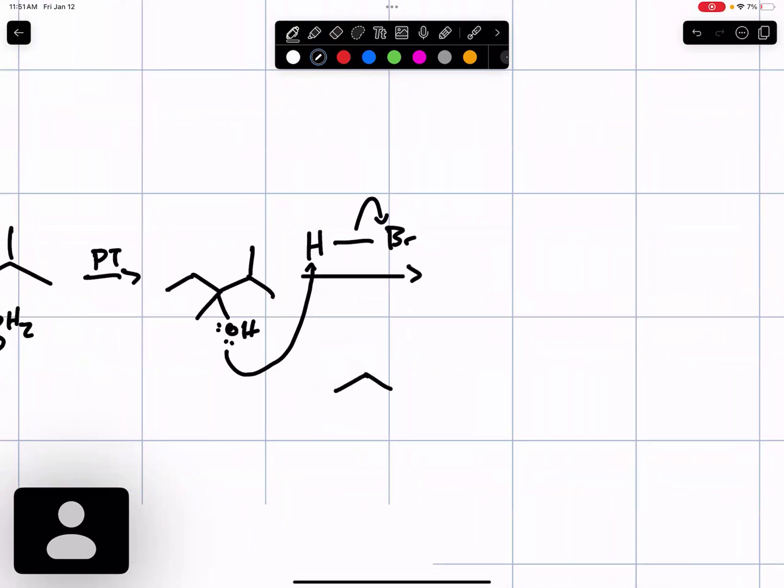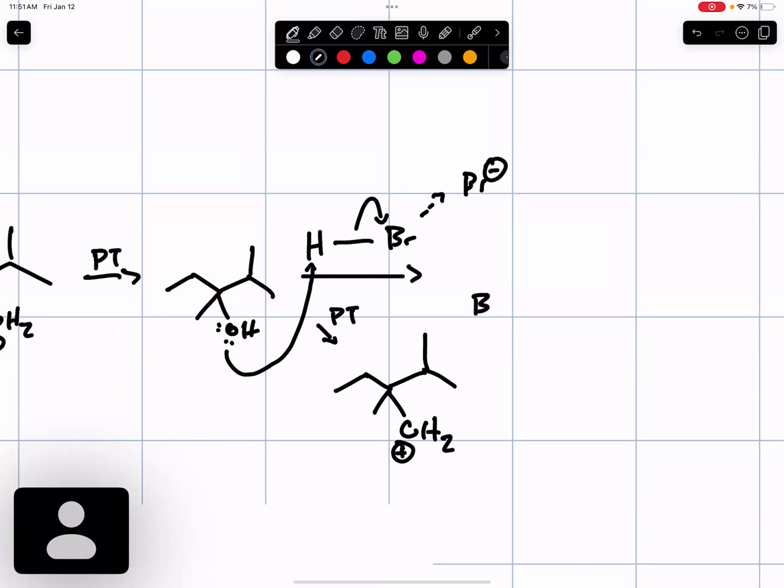That makes it into a good leaving group. This first step is a proton transfer, right? It makes a good leaving group. Water is a good leaving group, right? And what's left over here is a negatively charged bromine anion.